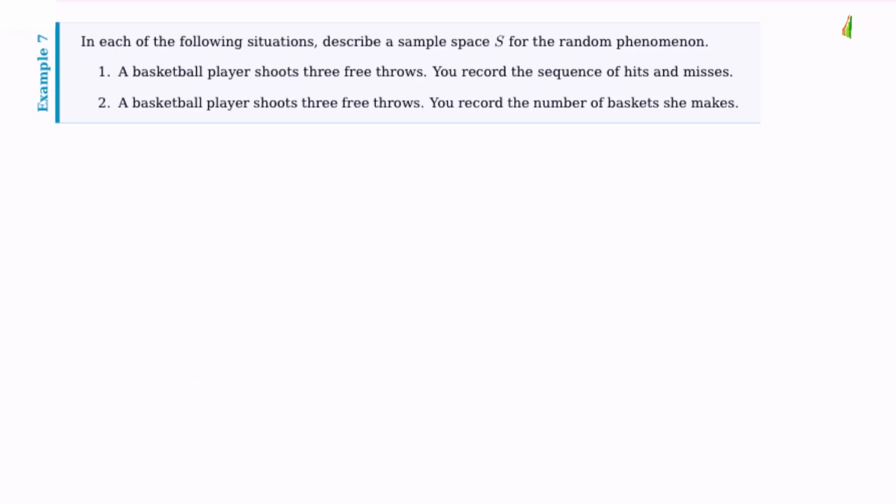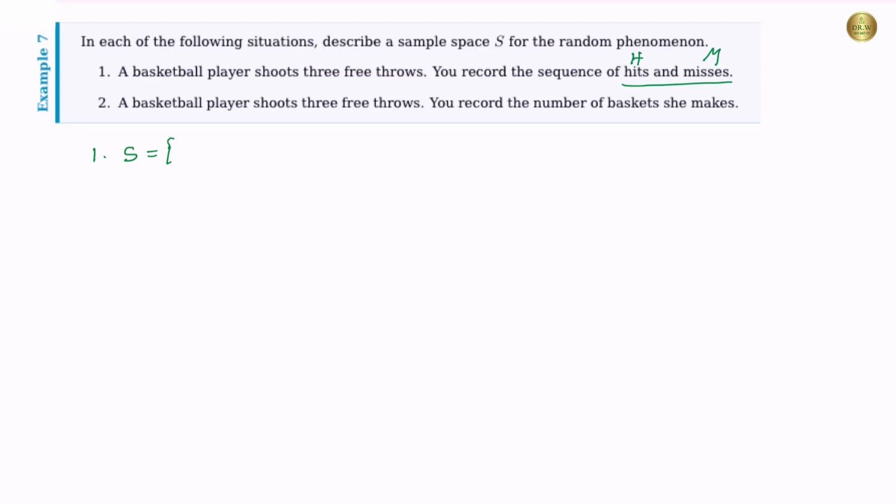Now example 7. In each of the following situations, describe a sample space S for the random phenomenon. Right, first one. A basketball player shoots 3 free throws. You record the sequence of hits and misses. I use H and M for the hits and misses respectively. So what is the sample space?